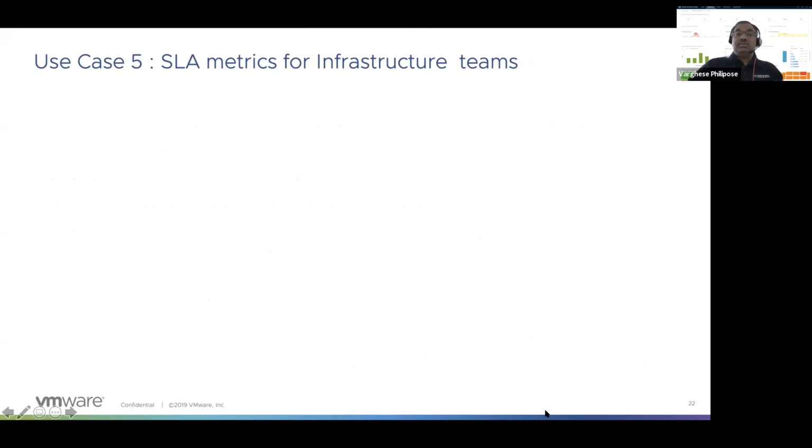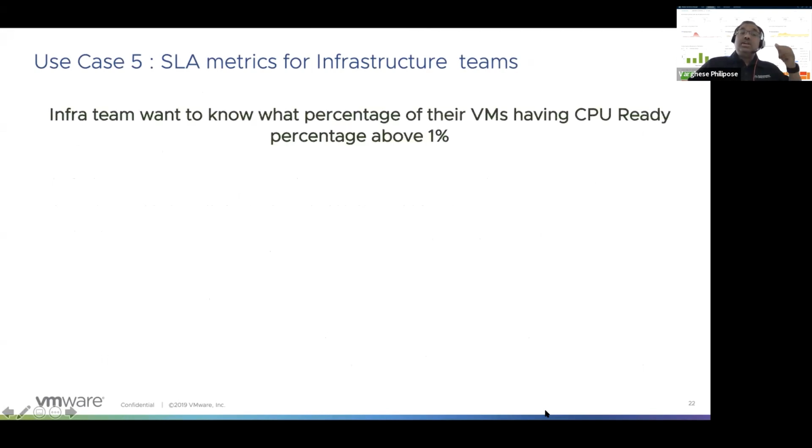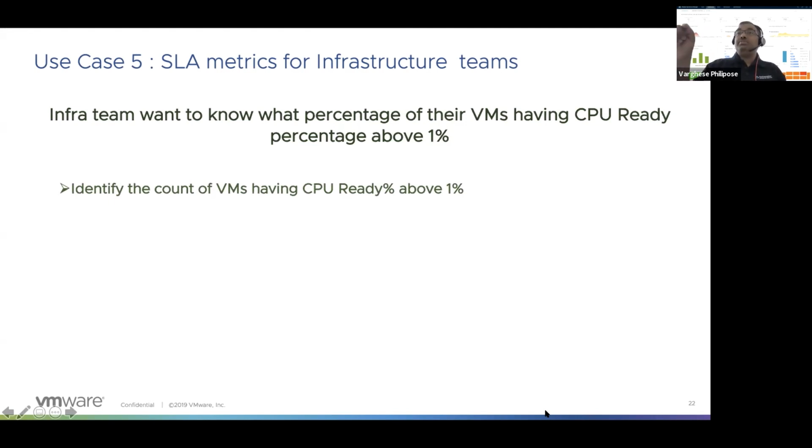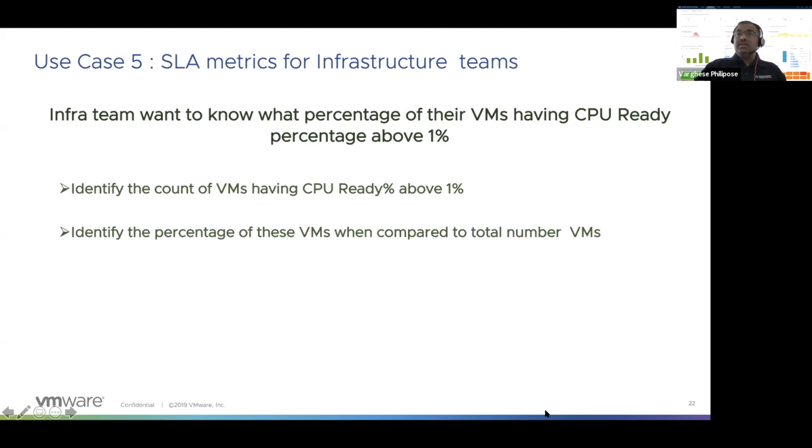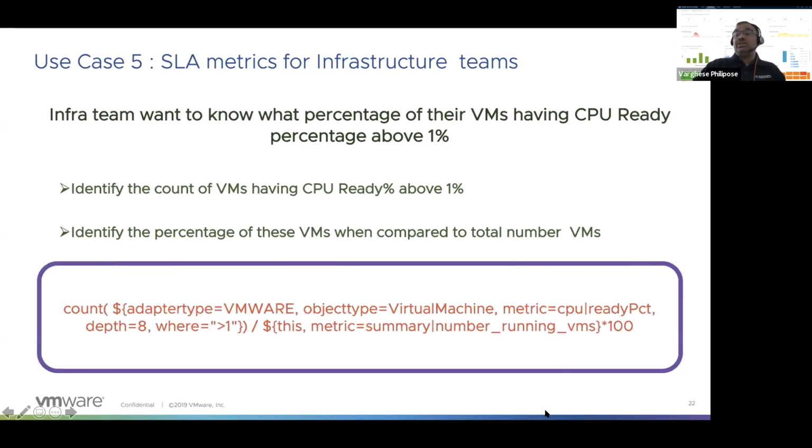Okay, so next other thing is SLA metrics for the infrastructure team. The infra team wants to know what percentage of their VMs have CPU ready percentage above 1%. So 1% is something which they have kept as, okay, this is good, this is okay. But they also want to see not just the number, but the percentage of the VMs having CPU ready above 1%, right? So what you need to do is first identify the count of VMs having CPU ready percent above 1%, and then once you have that count, you can just divide it by the total number of VMs, right? You already know the total number of VMs. So that's how that supermetric will work.